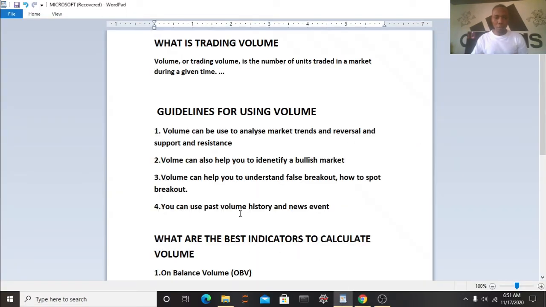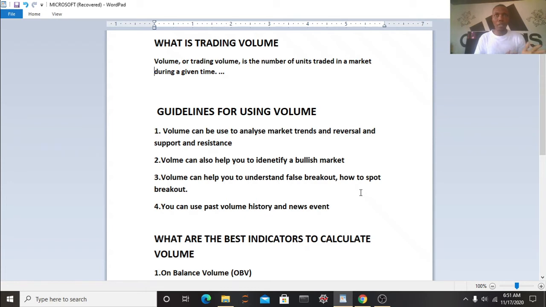You can use past volume history and news events. This is very important. Let's say for instance you can study your past trades of the coin you're buying. Look at what this coin did the last time or last month, and you can use that to determine your future trade, to know that maybe when this coin gets to this support level, the volume is usually higher and the price starts going up. So you can use that too.